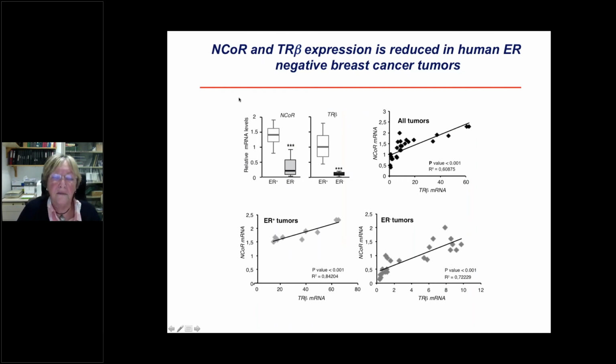To correlate this with possible effects in human tumors, we measured NCOR and TR-beta transcripts, comparing the levels in the ER, estrogen receptor positive tumors, which are much less aggressive and have a much better prognosis, with the triple negative tumors that are ER negative. And we could observe that in the most aggressive tumors, there was a strong reduction of NCOR and TR-beta, and also there was a strong correlation between NCOR and TR-beta mRNA, both in ER positive and ER negative tumors.